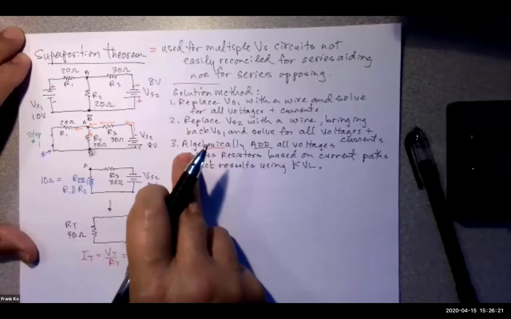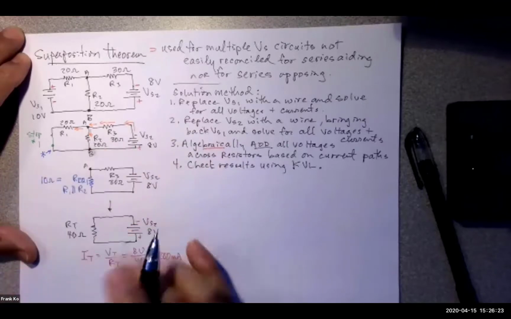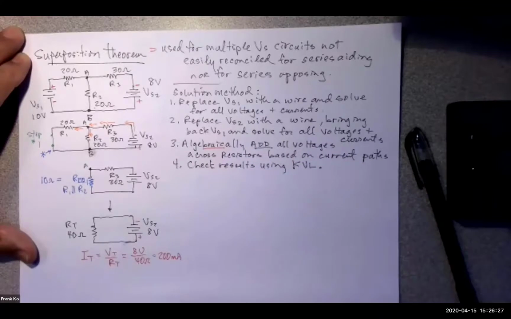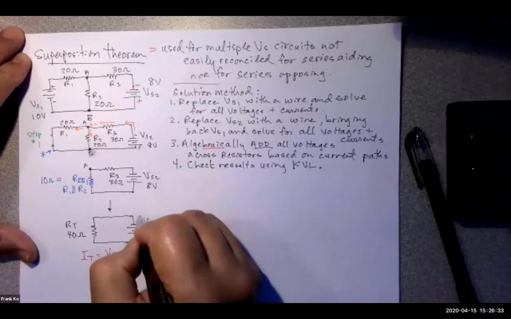We're far from step 3. So we're only in step 1. We've replaced VS1 with a wire and solved for all voltages and currents. We are in the process of doing this. Okay, so now we're into the simple series circuit.